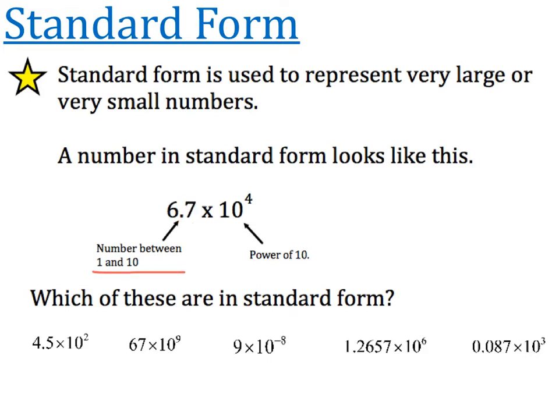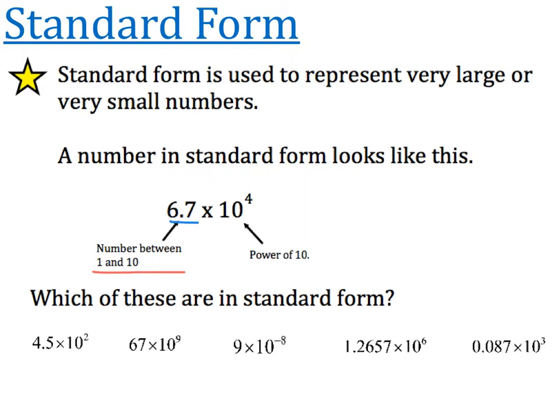Some other numbers we could have other than 6.7, we could have something like 7.8, or we could have something like 9.9992. We can have lots of decimals, that's absolutely fine. We just can't have a number like 12.2. Nor could we have something like 10.1, because there's two numbers in front of the decimal. So those ones are no good. We can only have numbers that are between 1 and almost 10.